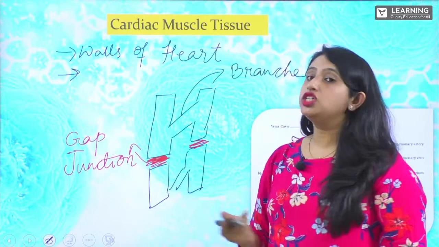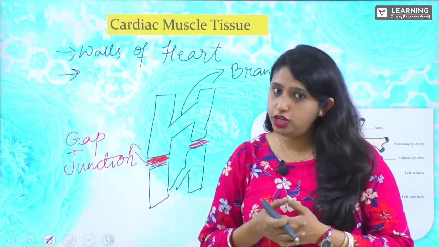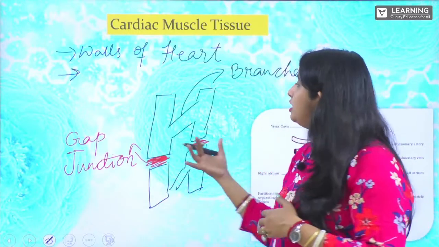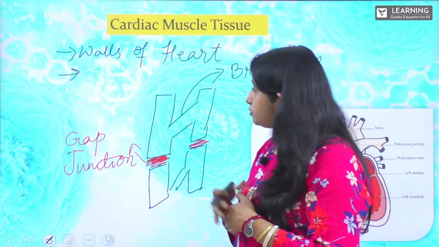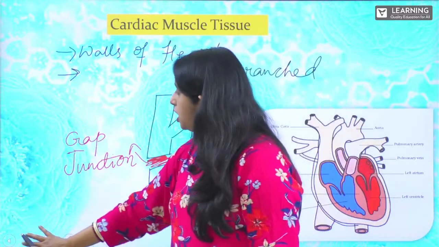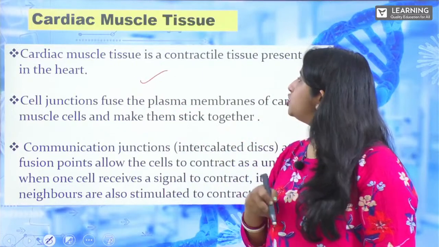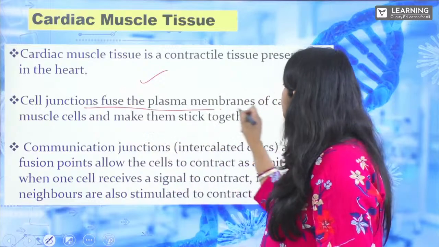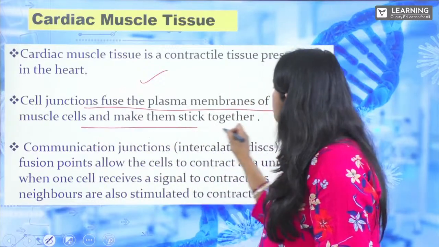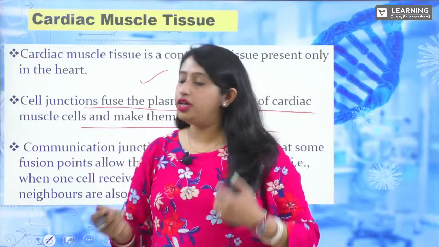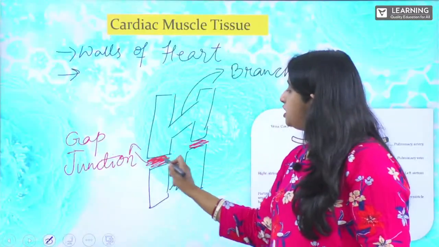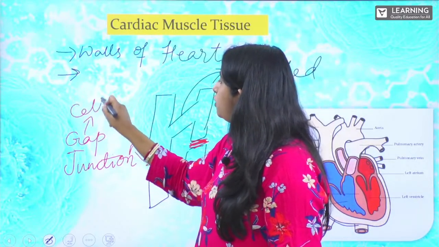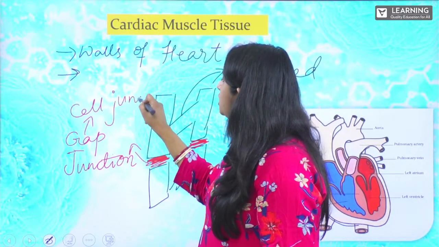So these gap junctions help in the supply of nutrients and help to transmit molecules inside and outside the cell. So this is about the cardiac muscle. Cardiac muscle is a contractile tissue present in our heart, and the cell junctions fuse the plasma membrane of the cardiac muscle cells and make them stick together. How are they stuck together? As I have explained, with the help of the gap junction, which is one type of cell junction.